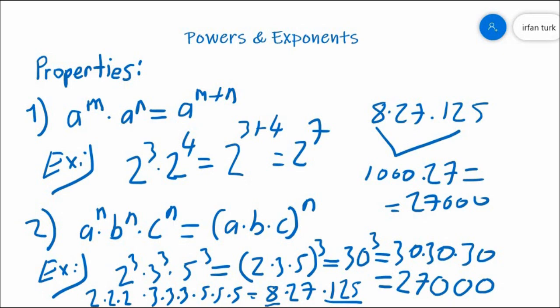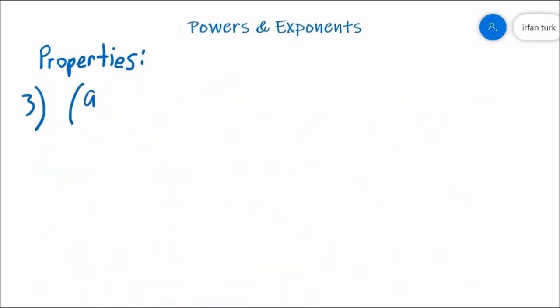And let's take a look at the third property. Let's say we have a divided by b to the power of n. Here this n comes to both numerator and denominator as an exponent, so this is equal to a to the power of n divided by b to the power of n.